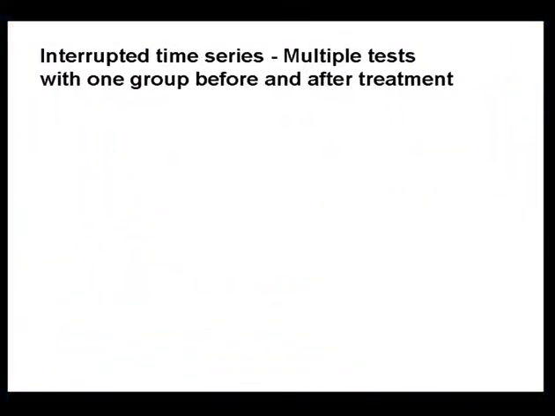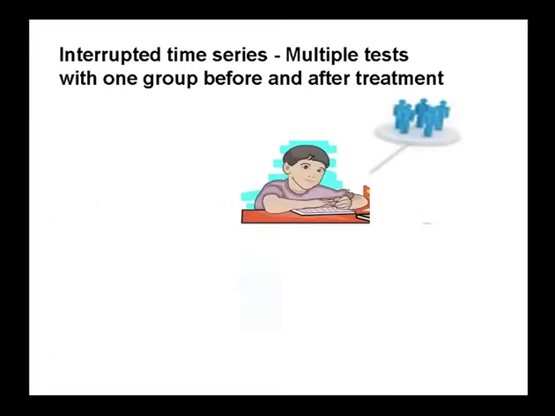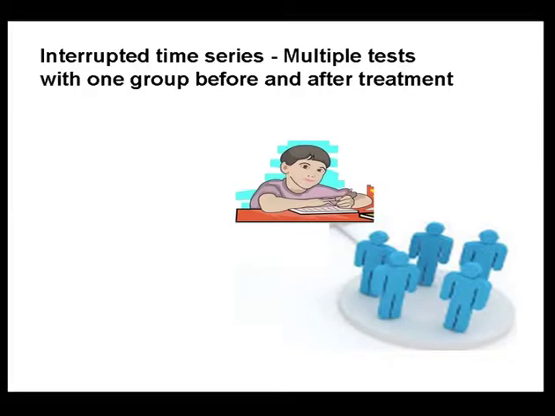The next one is interrupted time series. In interrupted time series, the researcher uses one group and makes multiple tests. He measures the group before and after treatment.